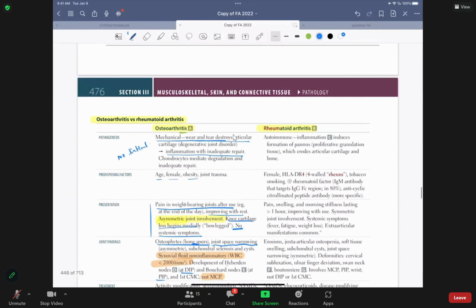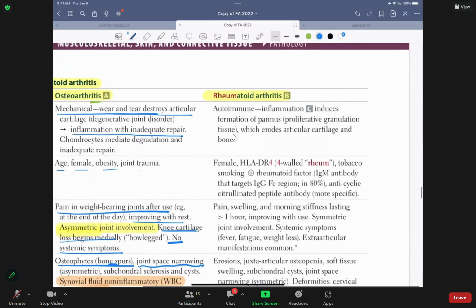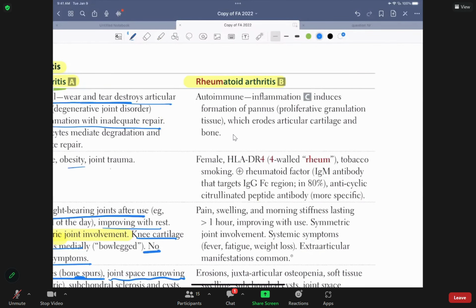Let's go ahead and compare this with rheumatoid arthritis. Now, rheumatoid arthritis is an autoimmune condition, so that's a systemic disease the minute I say it. Inflammation induces formation of pannus. What does that mean? Antibody is coming and destroying the cartilage and attacking the synovial fluid. That's the idea. So that is a systemic disease.